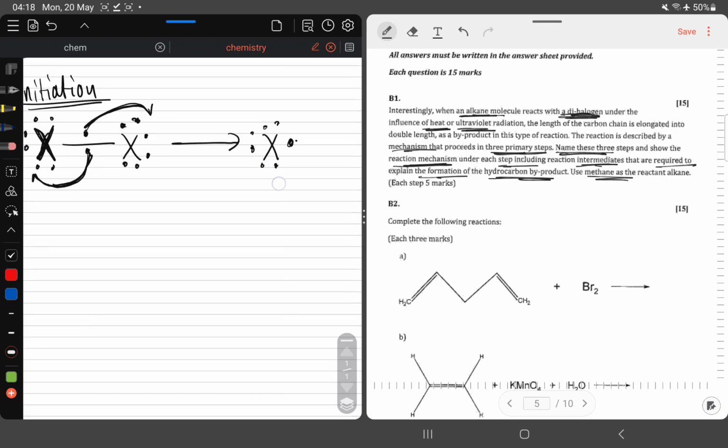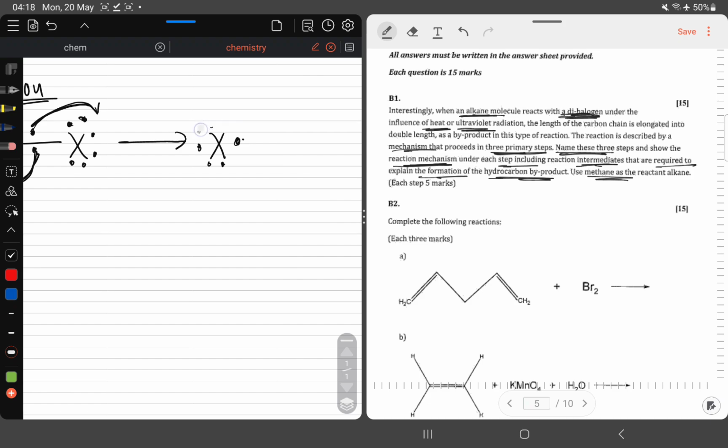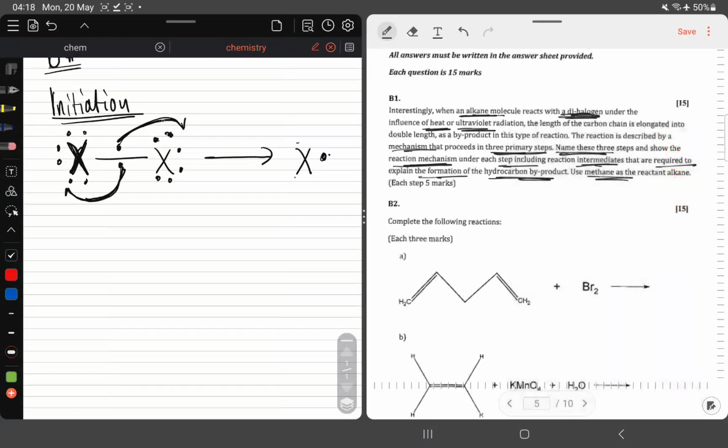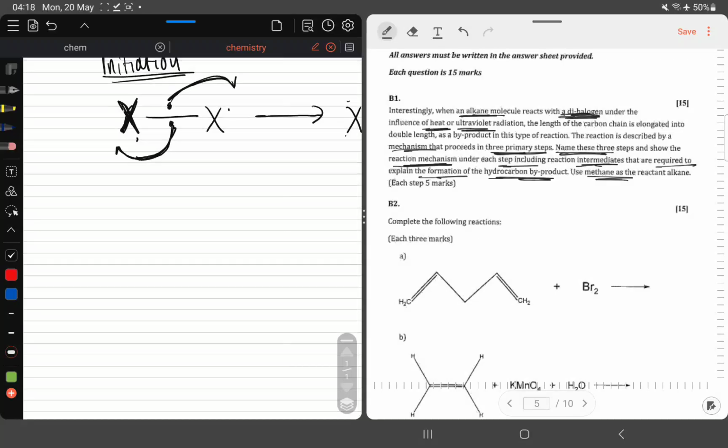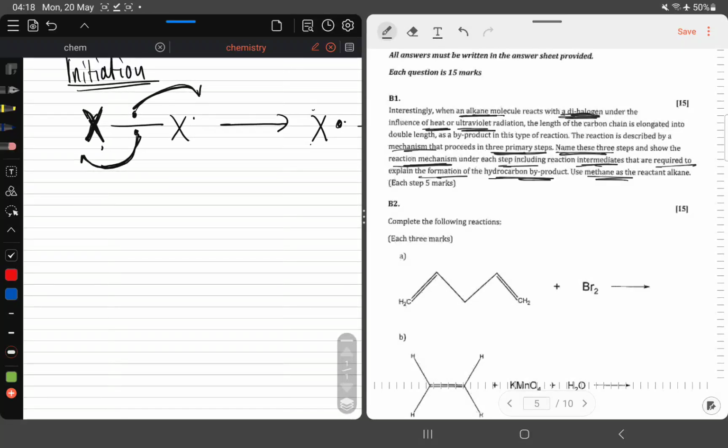Okay, let's just ignore the lone pairs. Let's put this like this: X and X, and then you show the 2 free radicals on them like this. And then this is the initiation step, right? Then we go to chain propagation.